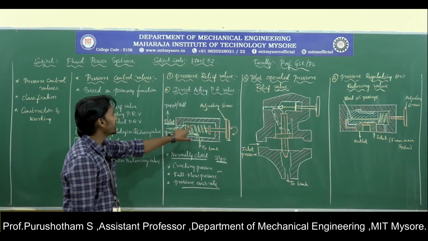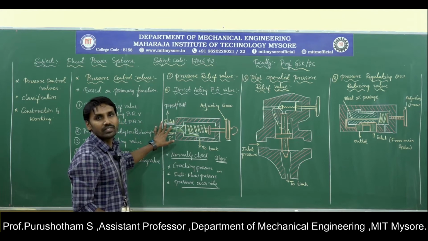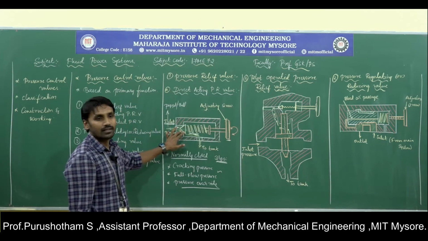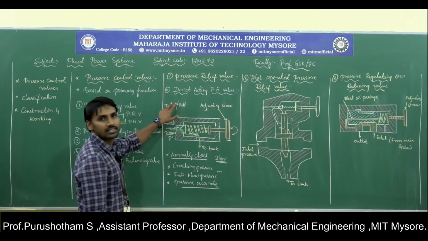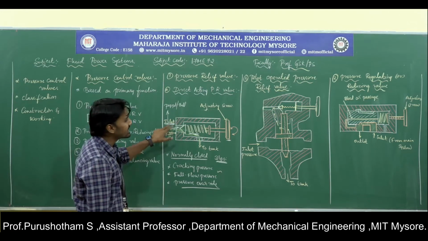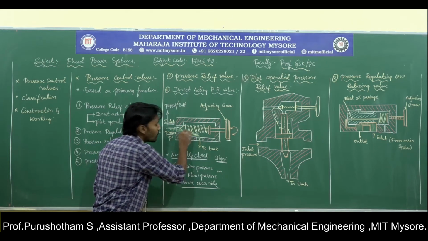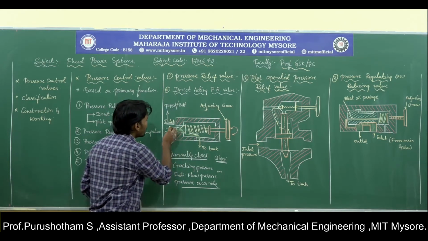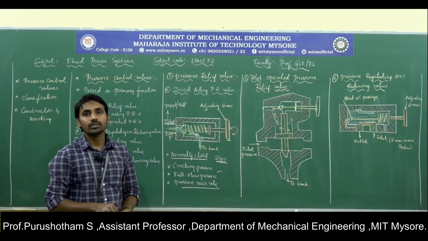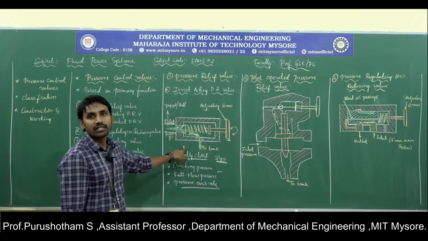So what happens in a direct acting pressure valve? When the inlet pressure or system pressure is within the prescribed pressure, this valve remains closed and the fluid enters the system. When the system pressure exceeds the prescribed pressure, the poppet is forced open, and the fluid from the inlet enters the tank through the outlet port. Okay, so this is the direct acting pressure relief valve.